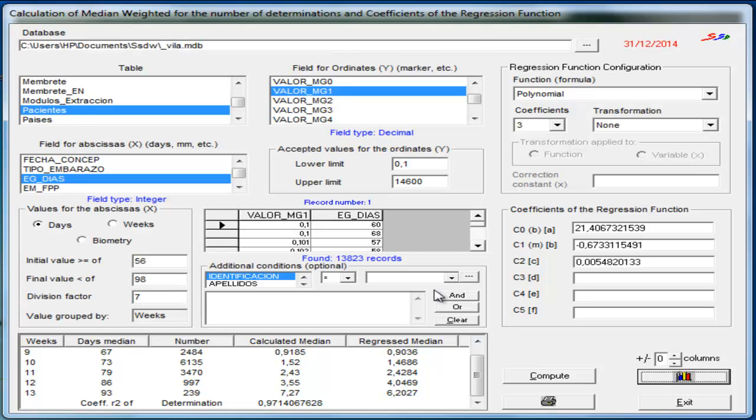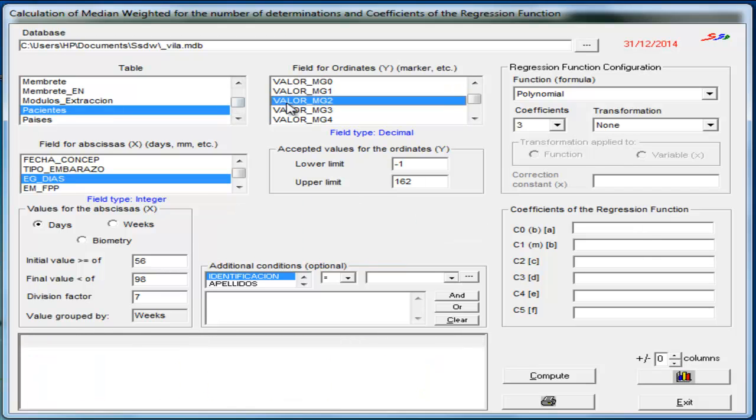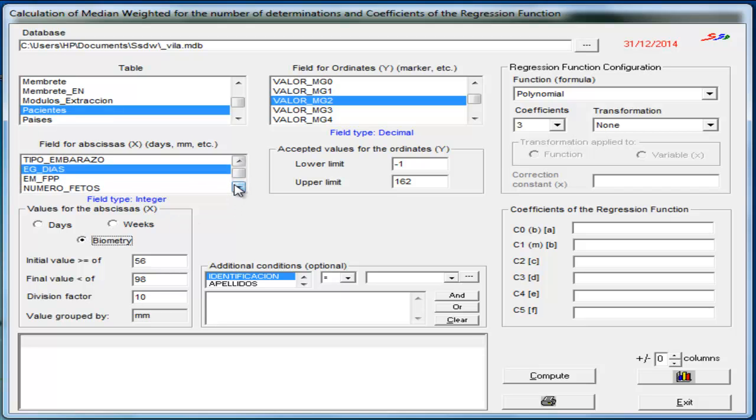And now we will see how to make the calculations for nuchal translucency. Here obviously we are not using days, we use biometrics. So on the x-axis we must put the biometry corresponding to the marker MG2. The biometrics MG2 is going to be useful to correlate with the value of nuchal translucency. We define that it is a biometrics and that the initial value will be 40 or 45, and the final value will be 85, and the division factor is 5. And we use a power of 10 equation, as published by Nicolaides and Kirkel, with 3 coefficients.